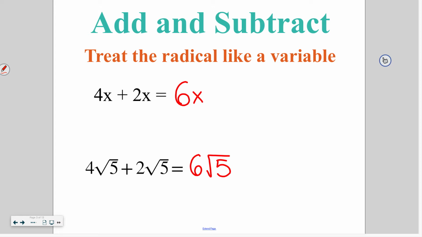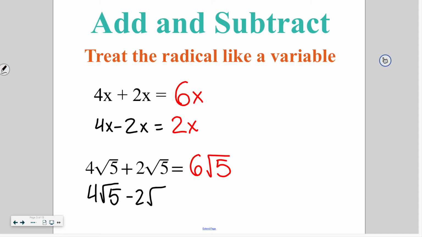If it was subtraction, so if I had 4x minus 2x, that would have given me a total or a difference of 2x's. Same thing applies with square roots. 4 square roots of 5 minus 2 square roots of 5 is going to give us 2 square roots of 5. So we just treat that square root like a variable.